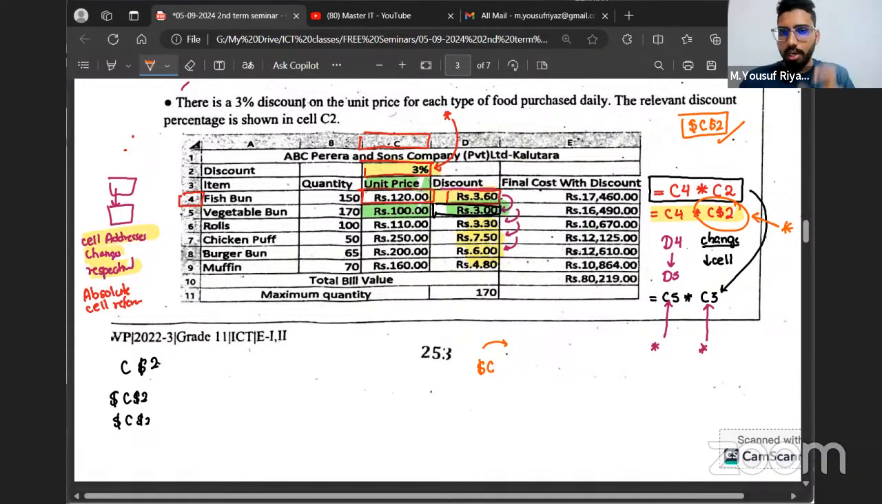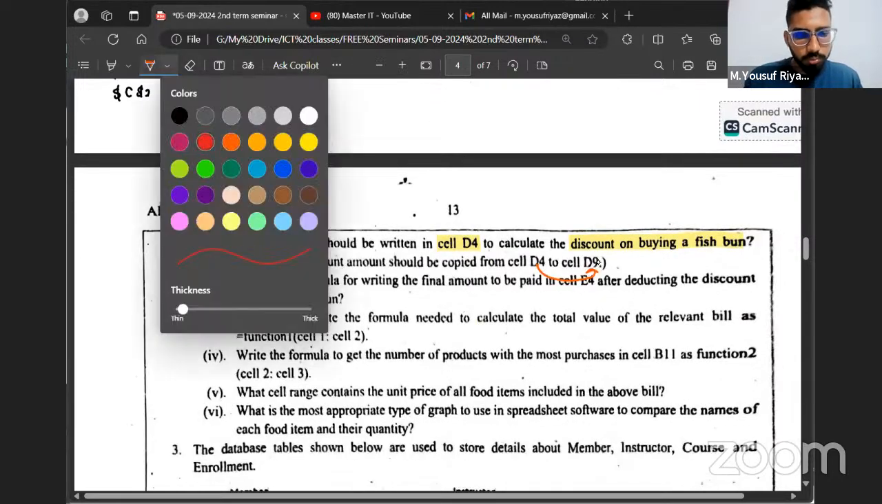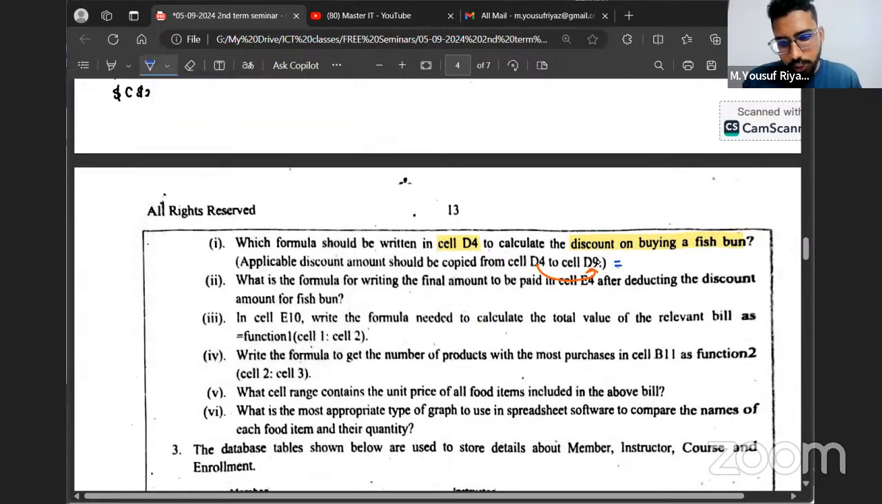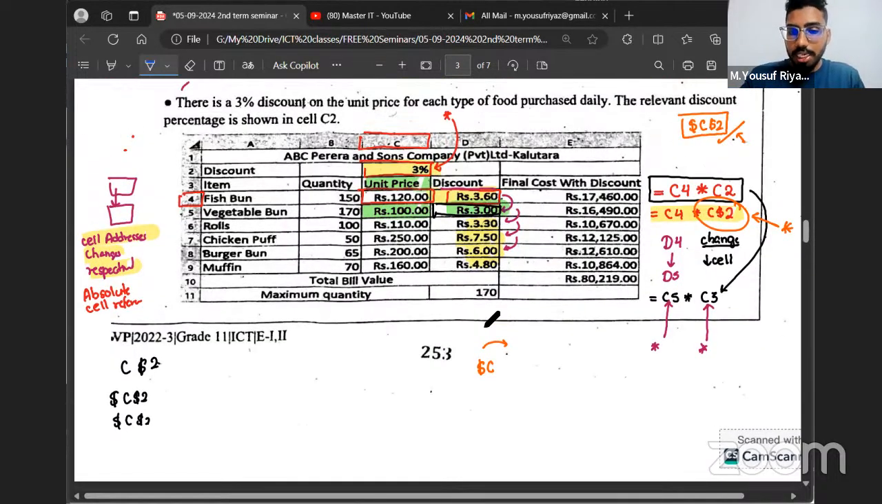You know what I mean by required, right? Required, optional. So $C is optional, but $2 is a requirement. So the correct answer there would be equals C4 into C$2. C4 will have the price of one specific fish bun, and C$2 will have the discount percentage. Is that clear to all of you?